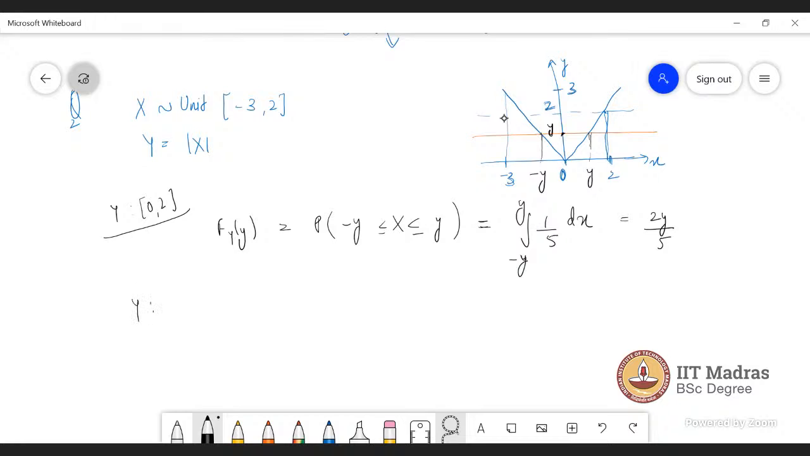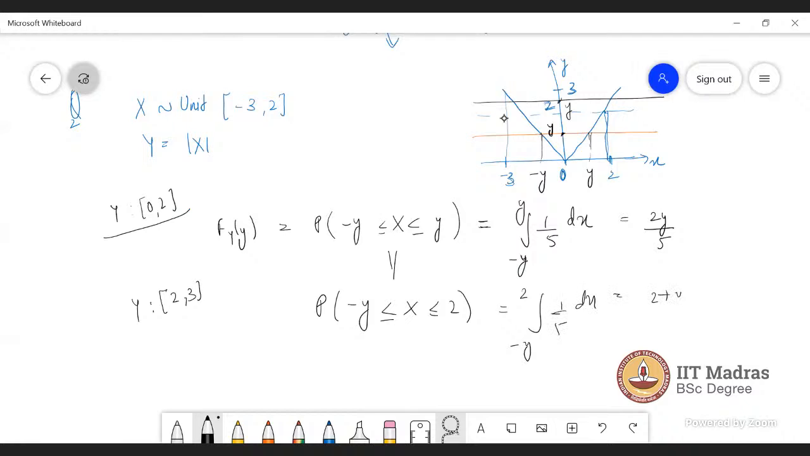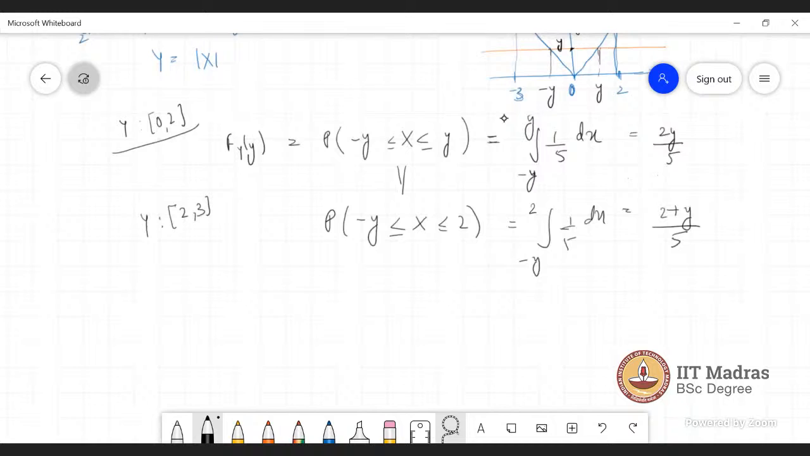Now if y is lying between 2 to 3, we take any y between 2 to 3. Now x cannot go beyond 2, so this will restrict to minus y to 2. So the integral from minus y to 2 of 1 by 5 dx will be (2 plus y) by 5. How did this minus y come out? The same as you got in the previous one.